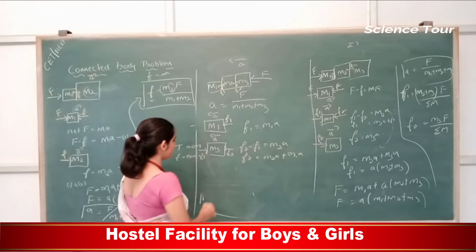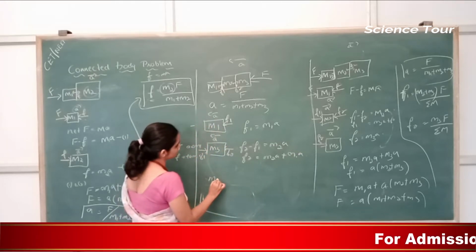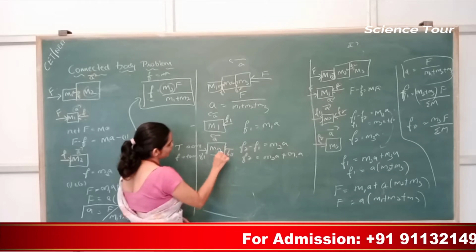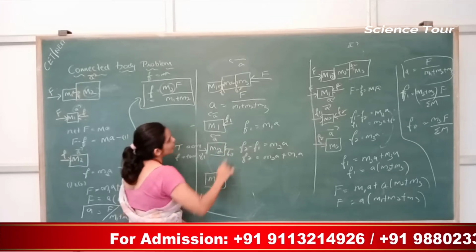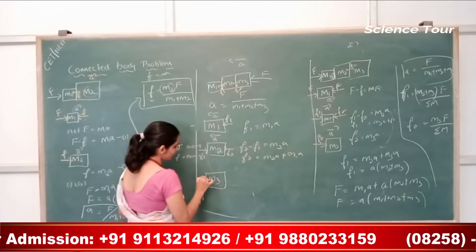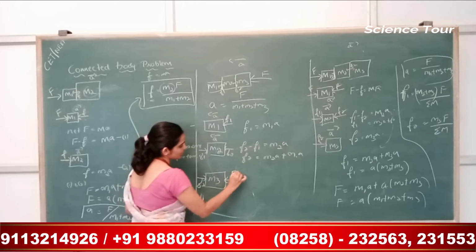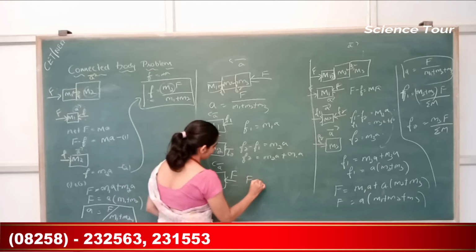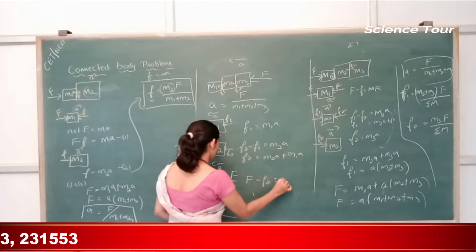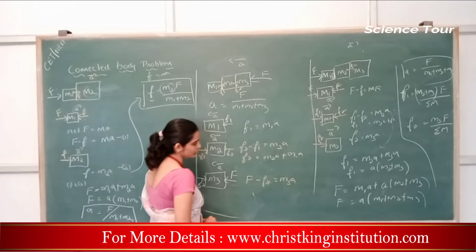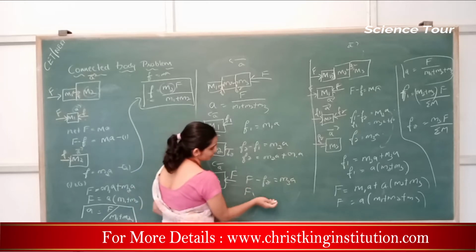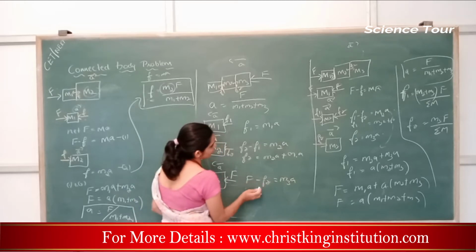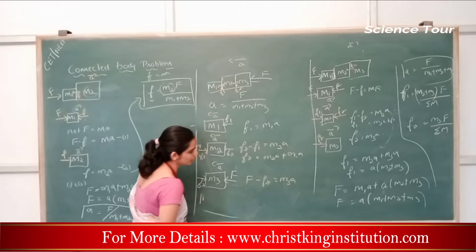Correct? Okay. Next, this should be m3, right? m3. What are the forces acting on m3? One is F2, another one is the external force. Acceleration is towards the external force. So external force minus F2 is equal to m3 into a. You know what is F2? So can you get the expression for F2 now?